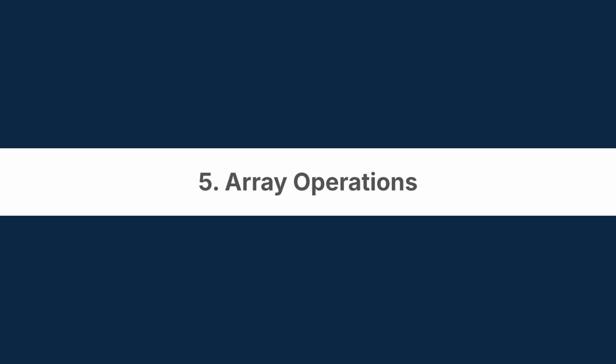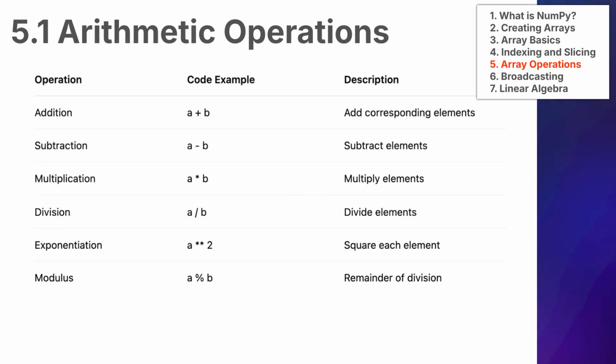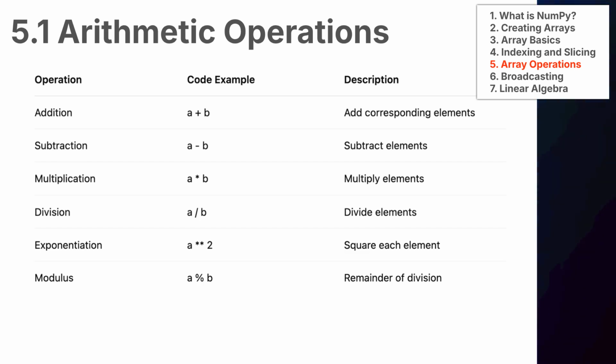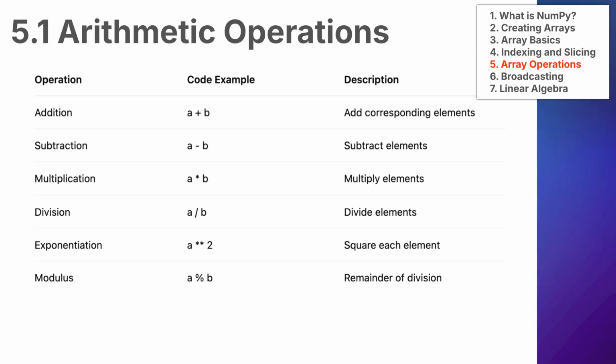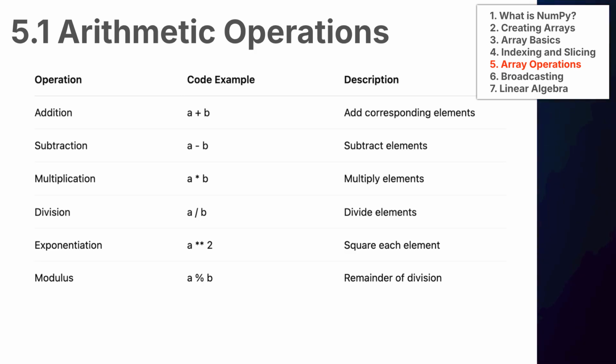Five, array operations. 1. Arithmetic operations. In NumPy, you can do math on entire arrays without using loops. This is called vectorized operations or element-wise operations, and it's super fast and beginner-friendly. Let's go through each operation with examples and explanations.